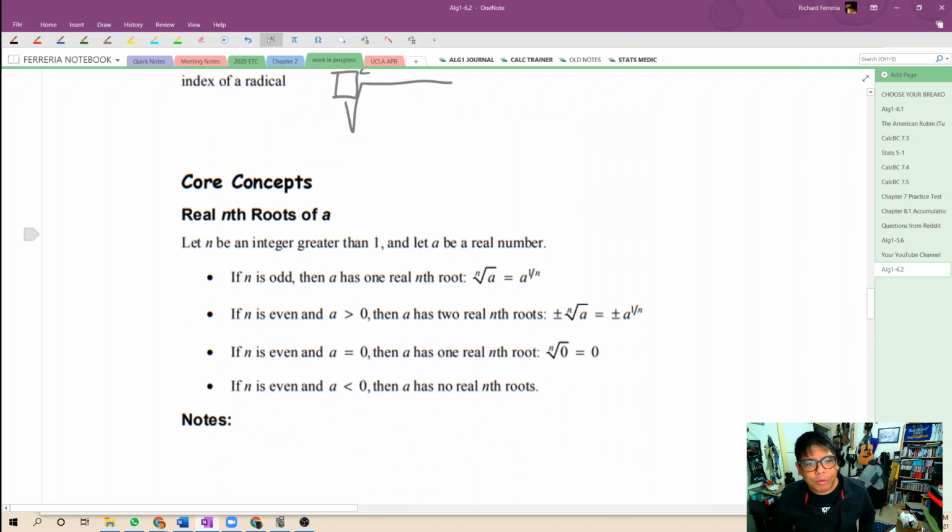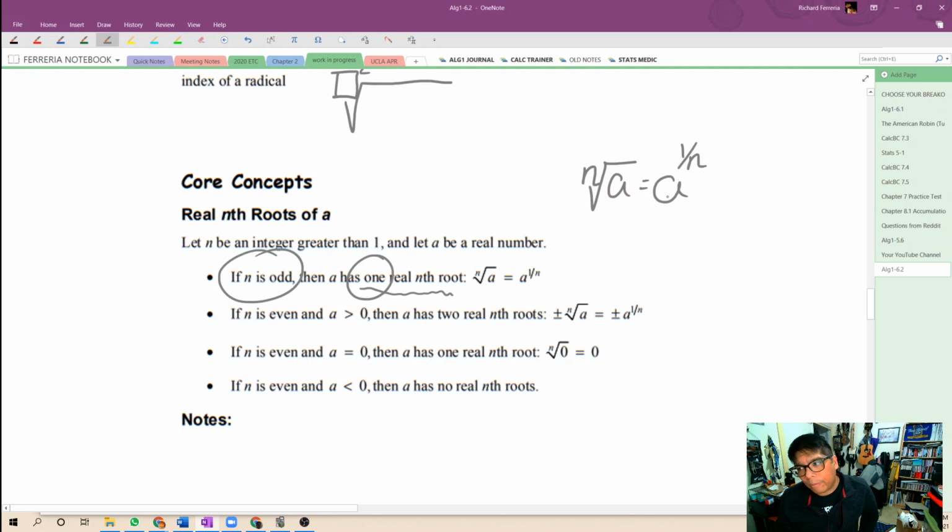And this brings us to a few things that we can do which are interesting. If n is odd, then the nth root of a is just a to the 1 over n, and it has just one real root. Odd means one real root. If you see the nth root of a number, that's the same thing as that number to a fractional power. That's kind of a weird concept, but it's something that we're going to be using a lot because it makes the algebra a lot easier.